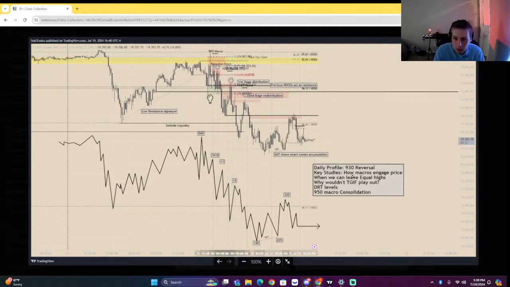Also, how do macros engage price? Every single macro was pretty influential today. DRT levels act as true structural resistance and support. And then the 950 macro consolidation. When does 950 macro consolidate? And what do we expect after that 950 macro consolidation? So that's my market review.